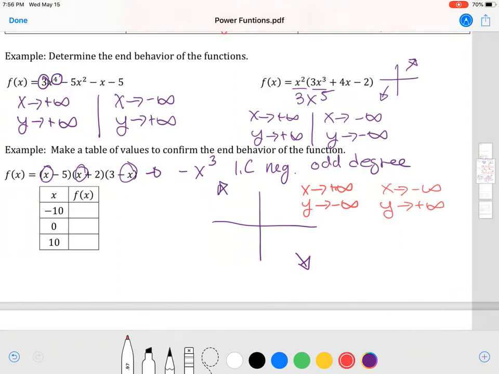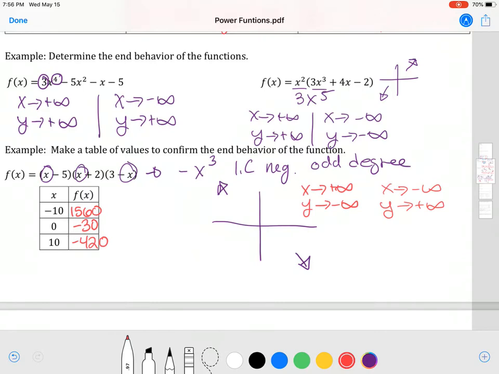So what we're going to do is plug in negative 10 into this function. So I'm going to take negative 10 minus 5 and multiply that by negative 10 plus 2, and then multiply that by 3 minus a negative 10. When I do that, I get the number 1560. Then I plug in 0. When I plug in 0, I get negative 30. And when I plug in 10, I get negative 420.